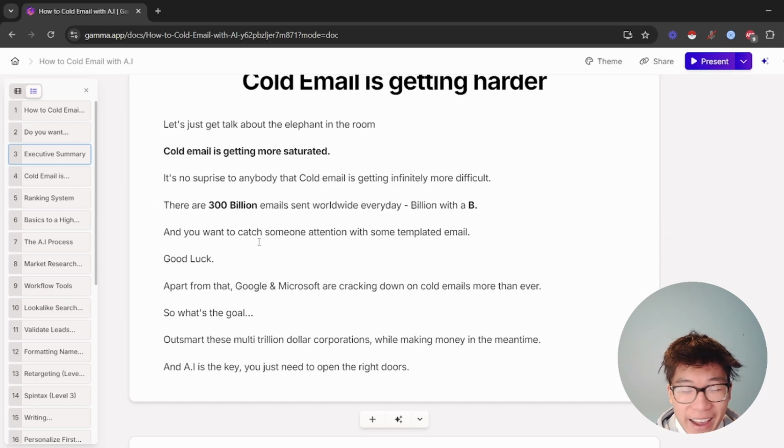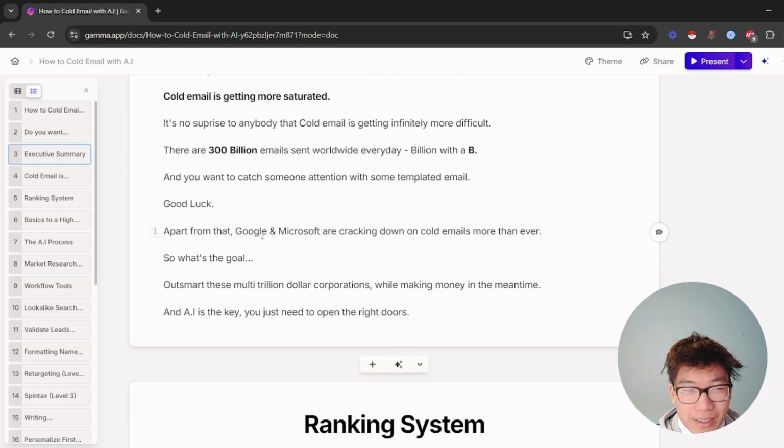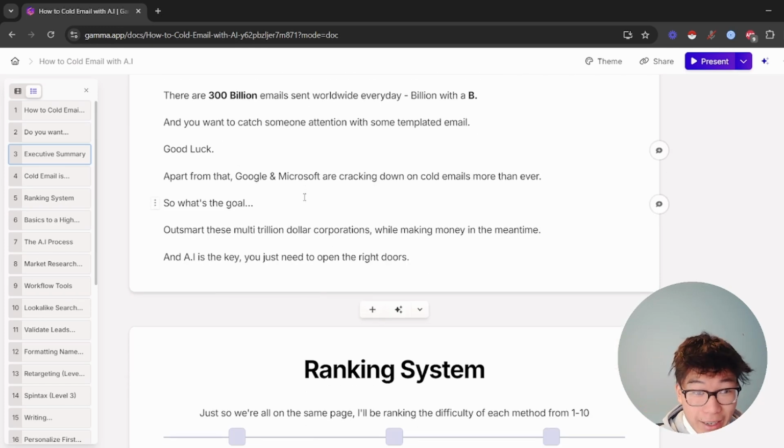300 billion. There's like 8.5 billion people on Earth. That means the same people are receiving, obviously not all of them are cold email, but 300 billion. That means everybody is getting an email at least, oh God, I think it's 35 times a day. And you want to catch someone's attention with a templated email, good luck.